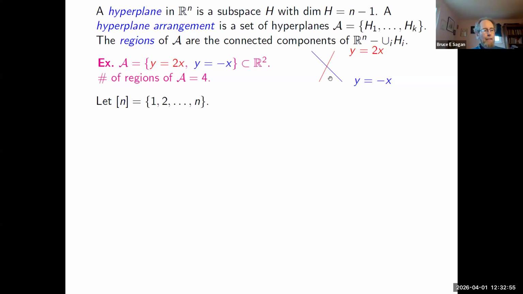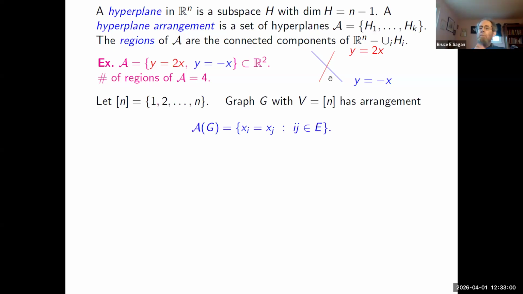Standard combinatorial notation: brackets n is going to be the integers from 1 to n. Suppose we have a graph whose vertex set is labeled with the numbers 1 through n. From that, I can get an arrangement, A of g, and I get it by taking each edge. Remember, the endpoints of e are now just positive integers. And taking the corresponding hyperplane, which sets the ith coordinate equal to the jth coordinate, right? That gives you a hyperplane. It's one equation. It cuts down the dimension by 1.